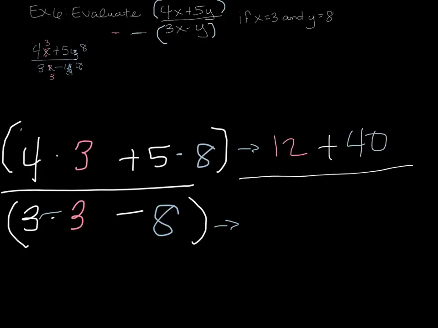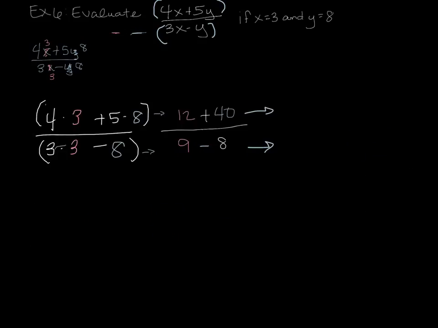I'm now going to look at the denominator. In the denominator, we have something similar going on. We've got multiplication right here, but actually we don't have any other operations on the other side of that subtraction sign, which makes it a little bit easier. So we've got 9 minus 8, and that 8 didn't change. Alright, we're still working with the numerator and denominator separately here, so we're going to do 12 plus 40, and that gives us 52. And then in the denominator we have 9 minus 8, which gives us 1.